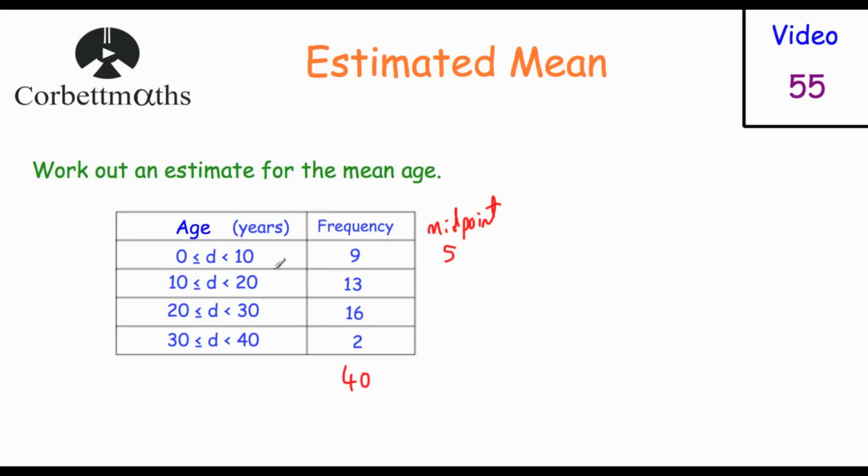Now we've got 13 people with an age between 10 and 20. So let's pretend they're 15 years old. So let's use the midpoint of 15. And for 20 to 30, the midpoint would be 25.